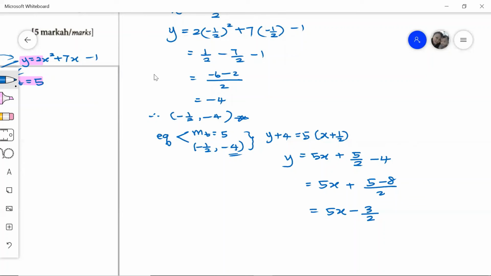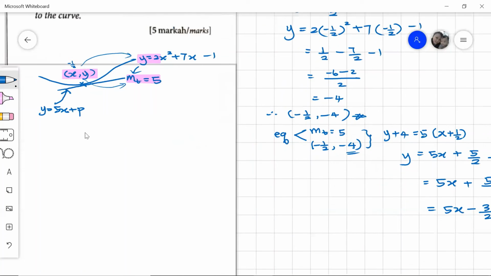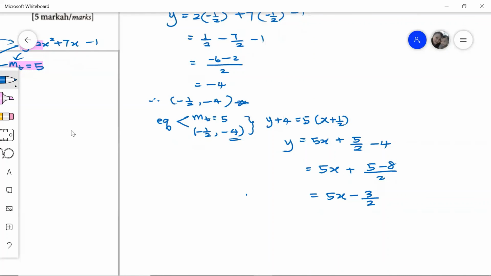And then we compare with the equation y given, 5x plus p. So we compare with 5x plus p. Therefore, obviously, p equals to negative 3 over 2. So we found the answer for question number 5.